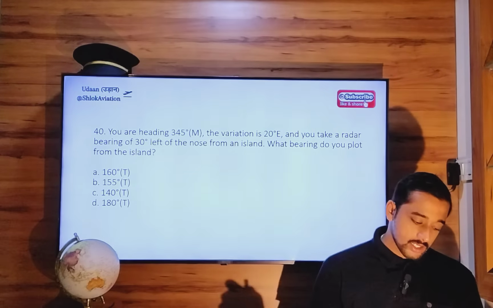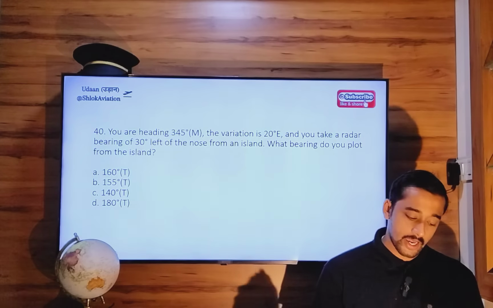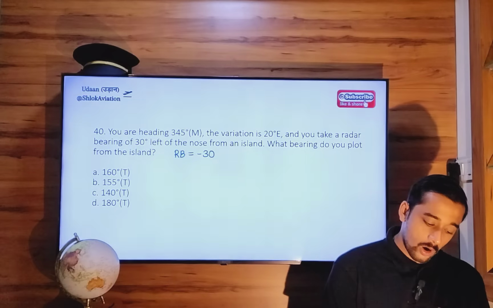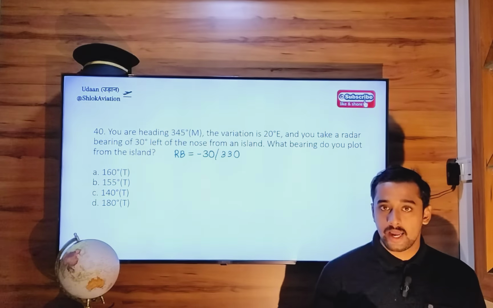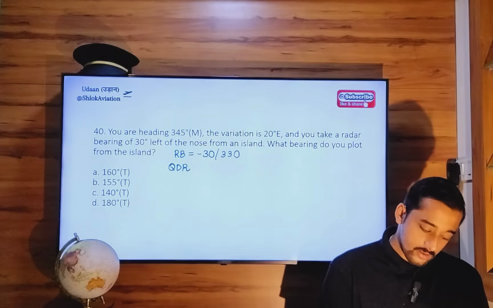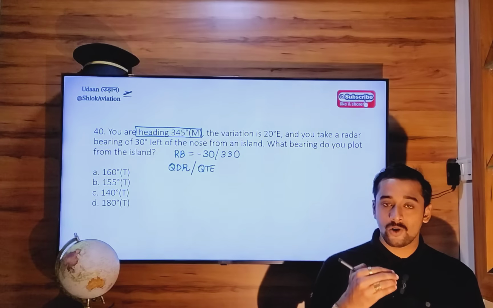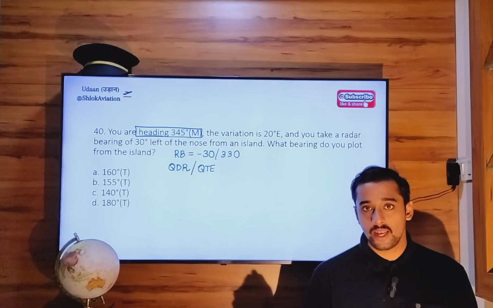Next. Last, you are heading 345 magnetic. Variation is east and you take a radar bearing 30 degree left of your aircraft nose. That means relative bearing is minus 30 or plus 330. What bearing do you plot from the island? That means they are talking about QDR or QTE. So since heading is in magnetic, we will first find QDR, that is magnetic bearing from the station or from the island, and then convert that into true bearing from the island using variation.